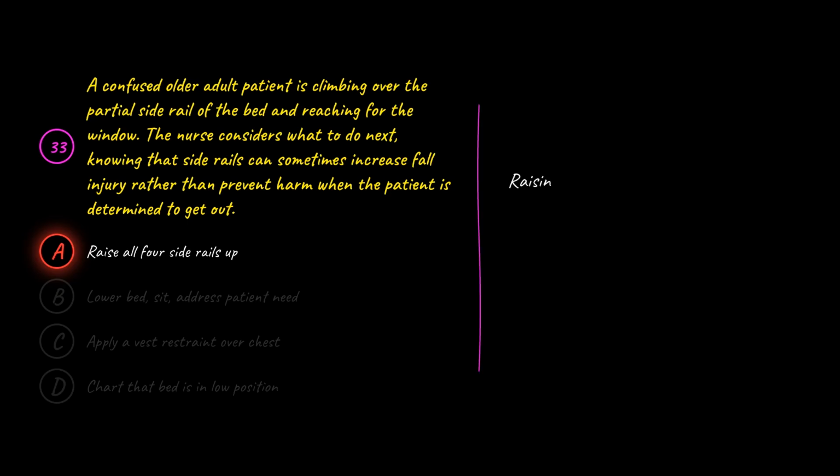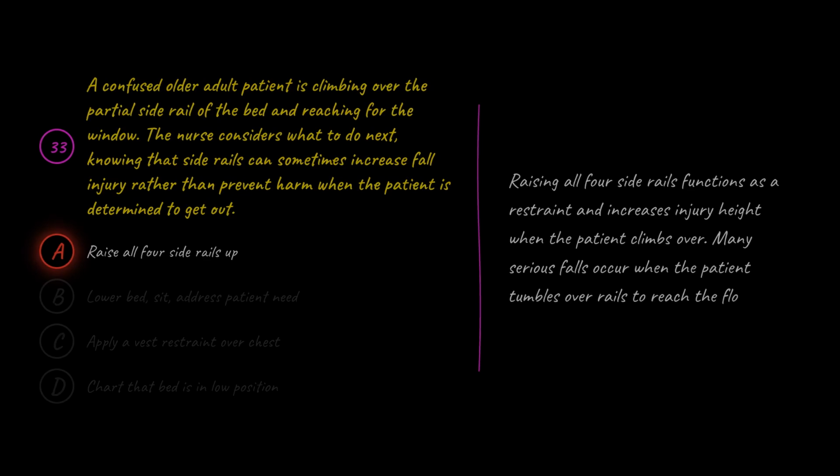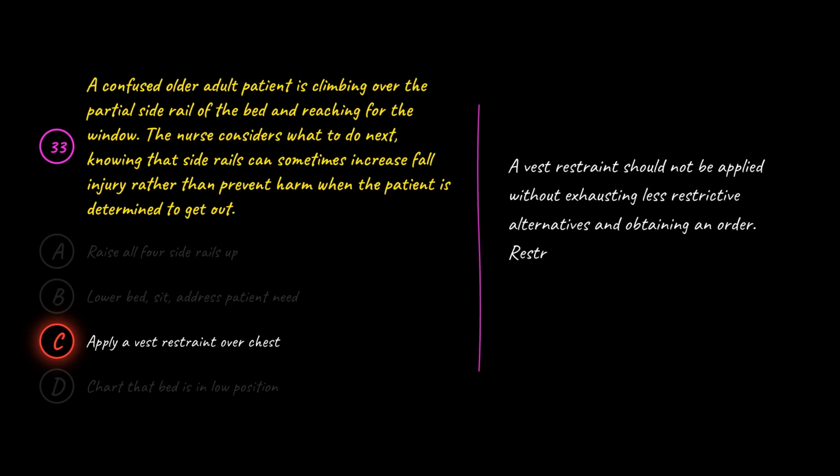A is wrong because raising all 4 side rails functions as a restraint and increases injury height when the patient climbs over. Many serious falls occur when the patient tumbles over rails to reach the floor. C is wrong because a vest restraint should not be applied without exhausting less restrictive alternatives and obtaining an order. Restraints have caused asphyxia and entrapment, especially in confused patients who continue trying to move.